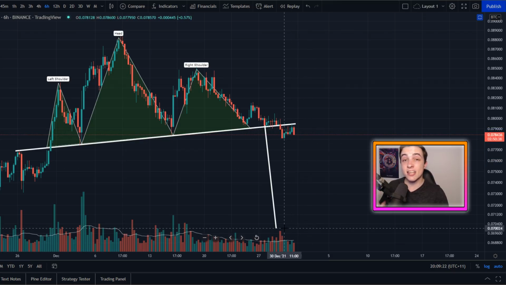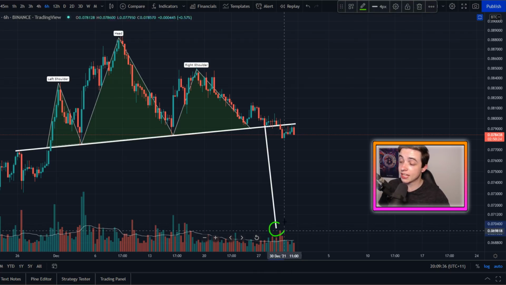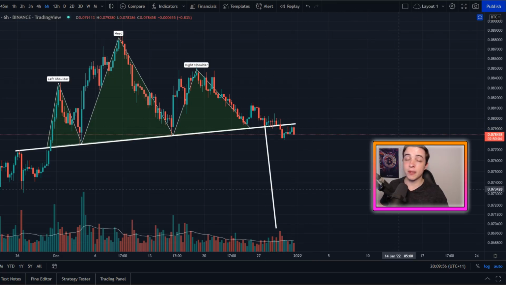And by the way, the technical price target for this pattern is coming in at around 0.07 Bitcoin per Ethereum, and this pattern gets invalidated if we either hit the price target down there or if we break above the neckline.